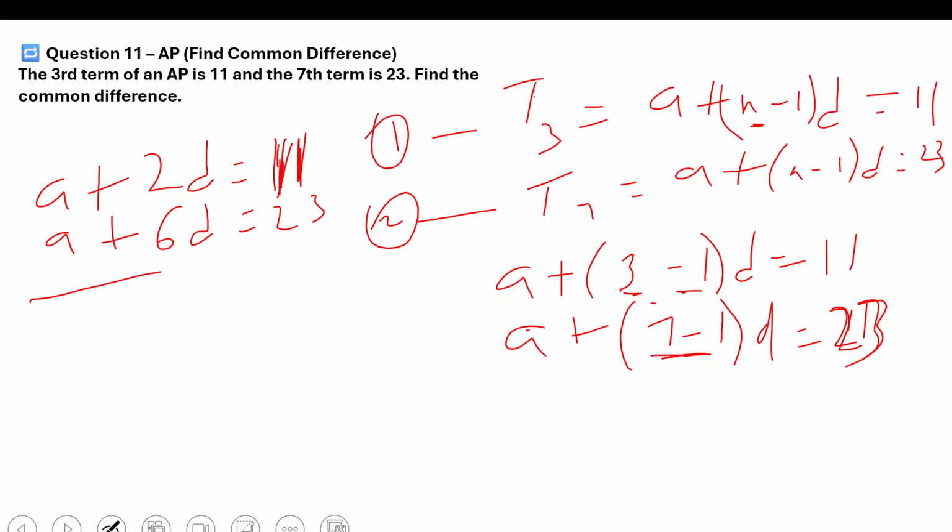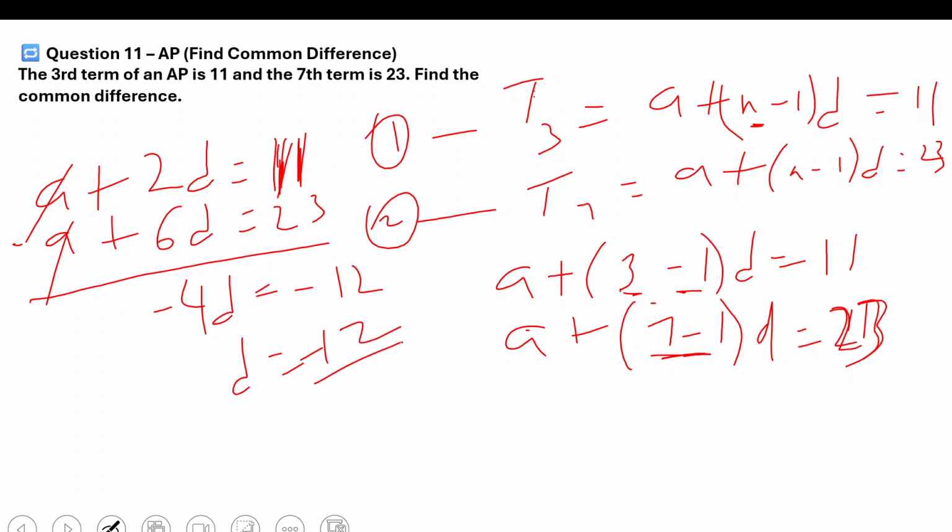So if I subtract both sides, up and down, A will cancel A. So 2d minus 6d is minus 4d, and 11 minus 23 will give me minus 12. So d, the common difference, is minus 12 over minus 4, and d is equal to 3.